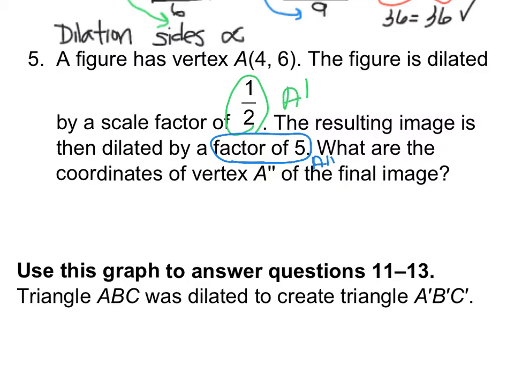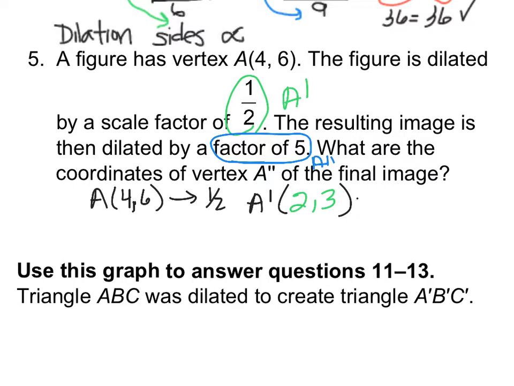So we're ready to get started. We're going to start with our A, which starts at 4, 6. And it says that we have a scale factor of 1/2. So you're going to have to divide everything by half. So that means A prime is going to end up at 2, 3 after we divide by 2.